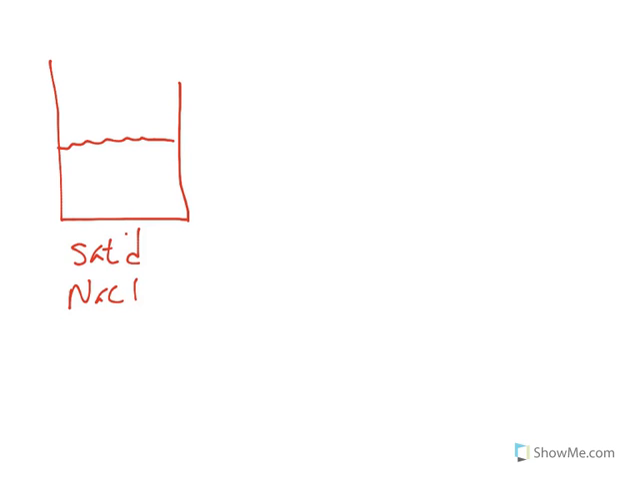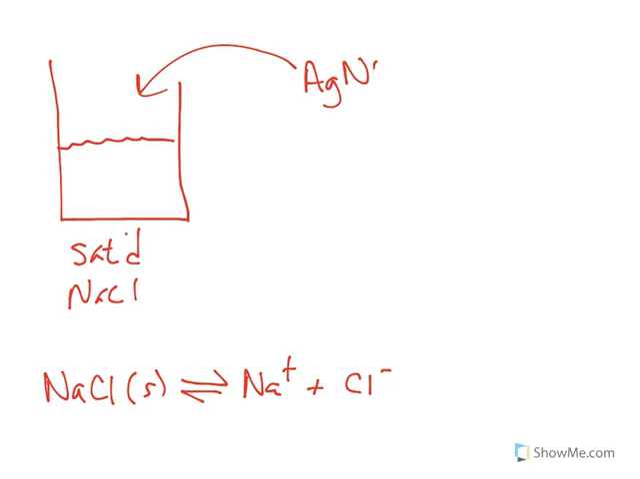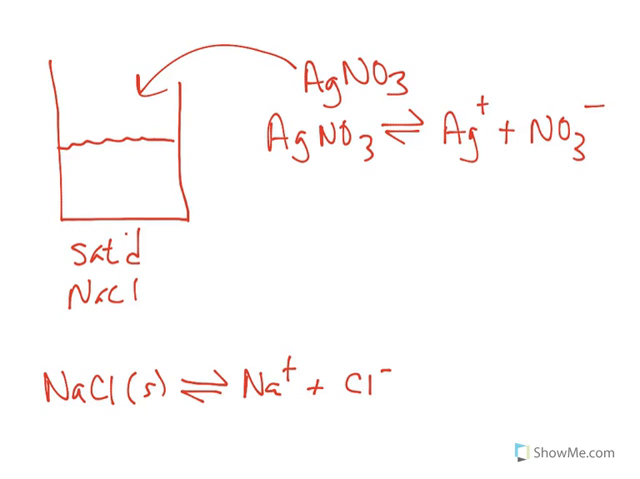All right, we can do another trick where we could have saturated NaCl again. And instead of adding hydrochloric acid this time, I'm going to add silver nitrate, all right, AgNO3. Now, AgNO3, all nitrates are soluble in water, all right? So AgNO3 will give me the following ions in solution, all right?